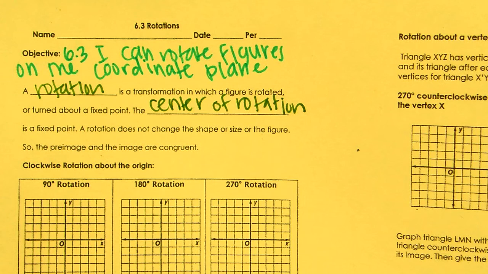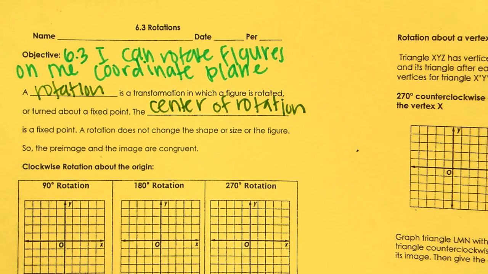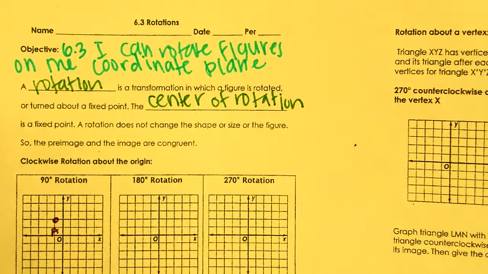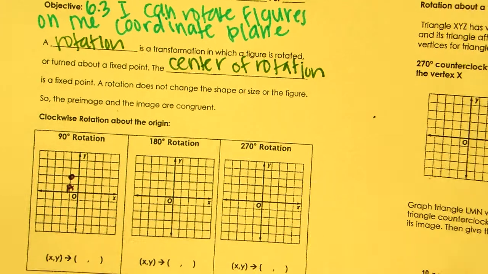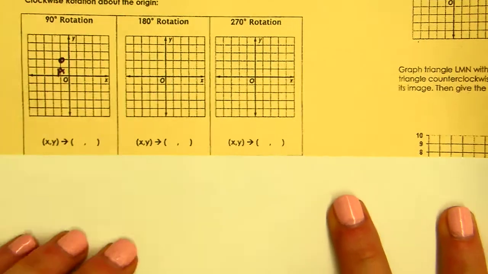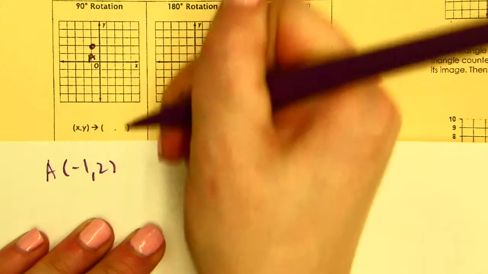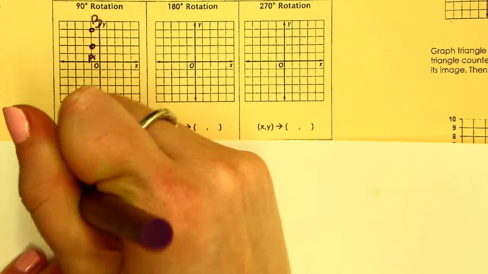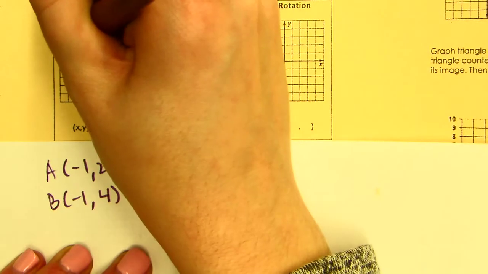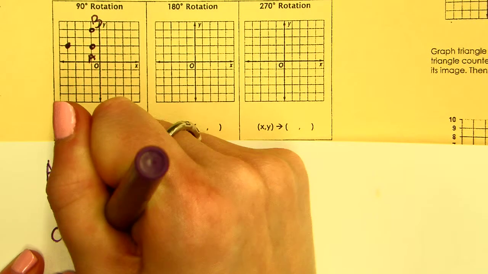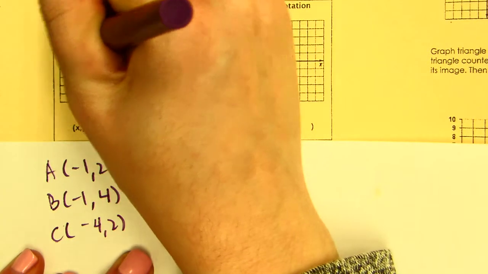So we're going to start with a triangle. We're going to call the triangle ABC. Let's have A be right here. So A, I'm going to write it down here so we can see both at the same time. A is at (-1, 2). Let's have B be right there. B is at (-1, 4), and C is going to be right there. So C is going to be at (-4, 2). So there's my triangle ABC.